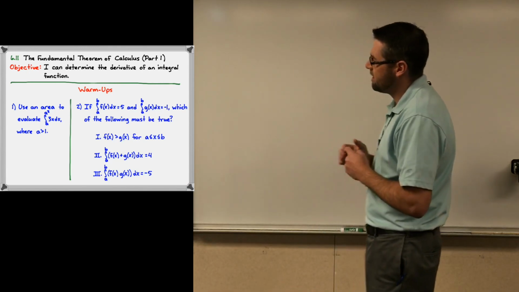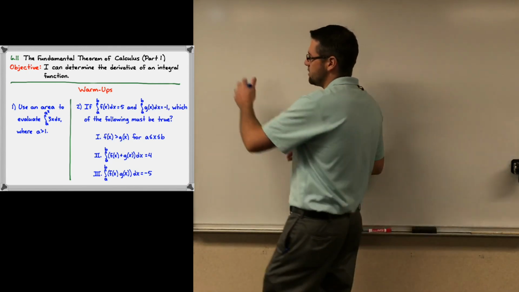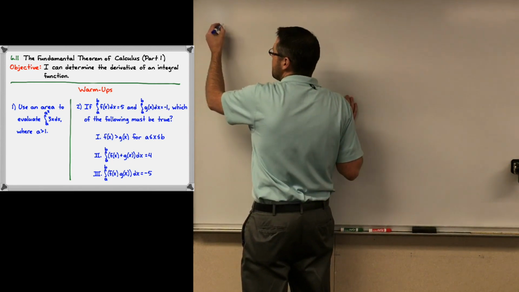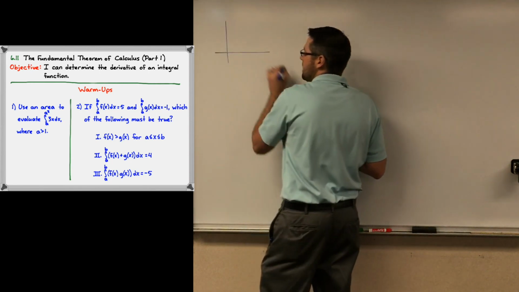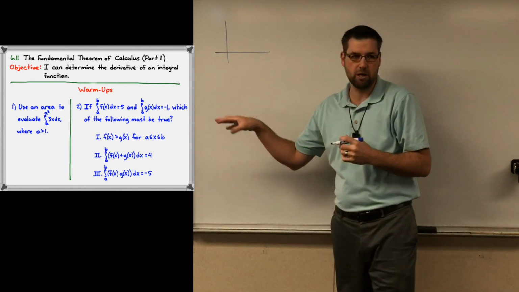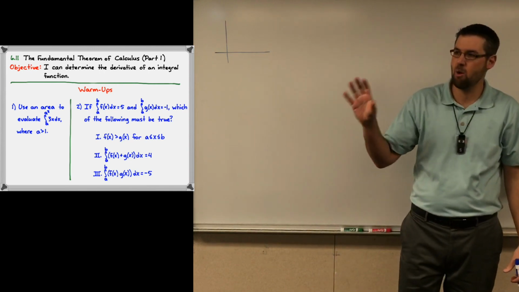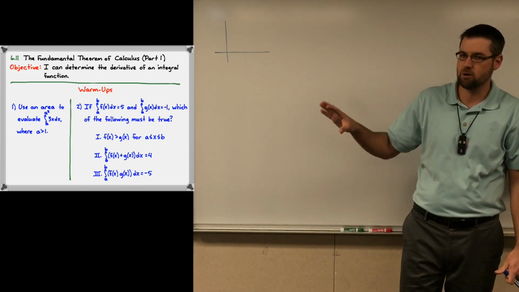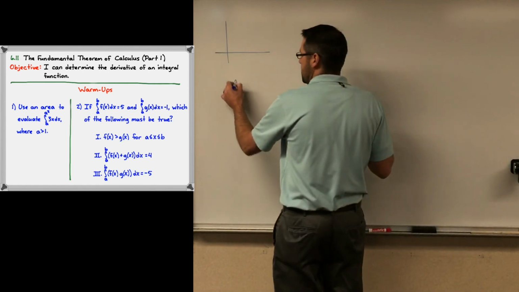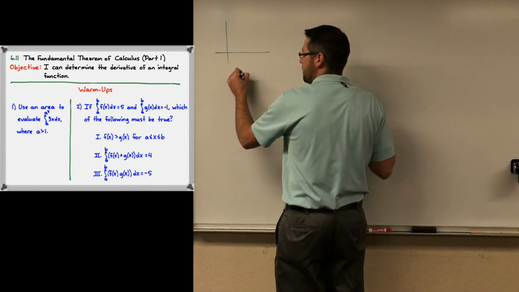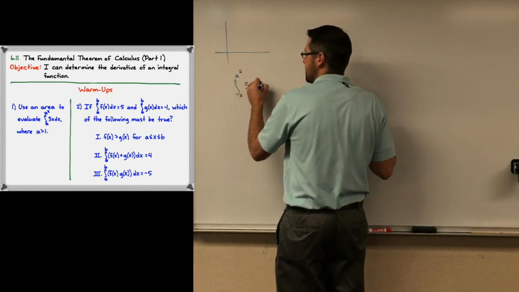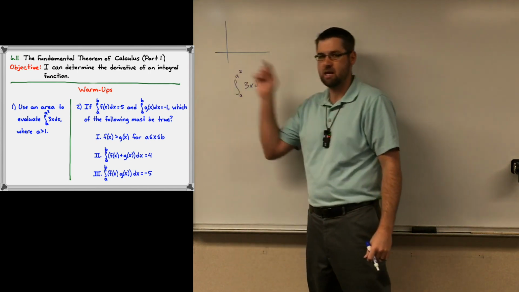All right, let's see here. Use an area to evaluate the integral from a to a squared of 3x dx. The key to this problem is that a is greater than 1. Okay, think about what happens if a is greater than 1. The integral from a to a squared of 3x dx. If a is greater than 1, what does that imply about a squared?